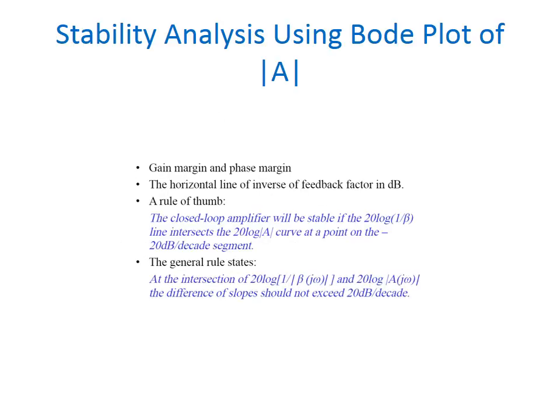Here the gain margin and phase margin can be calculated by considering the horizontal line of the inverse of the feedback factor in decibels. The rule of thumb is that the closed loop amplifier will be stable if the 20 log of 1 by beta line intersects the 20 log of modulus A curve at a point on the 20 decibel per decade segment. The general rule states that at the intersection of 20 log of 1 by beta j omega and 20 log of modulus A of j omega, the difference of slopes should not exceed 20 decibel per decade.